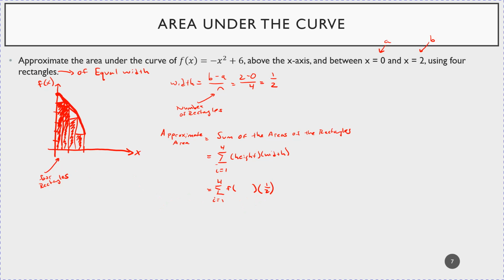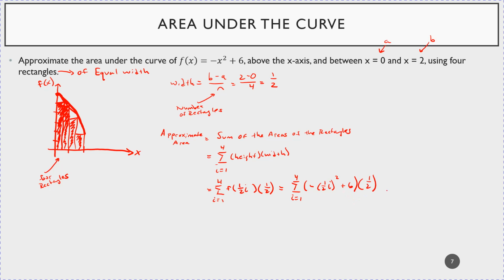Well, look, the first height occurs at x equals 1/2. The second one occurs at x equals 2 times 1/2, then 3 halves, then 4 halves. So notice 1, 2, 3, 4. So this is going to be 1/2 times i. So I have to take 1/2 times i and plug it into my function. So this is the sum for i equals 1 to 4 of f of 1/2 times i. Be careful: this is negative (1/2 i) squared plus 6, times 1/2.